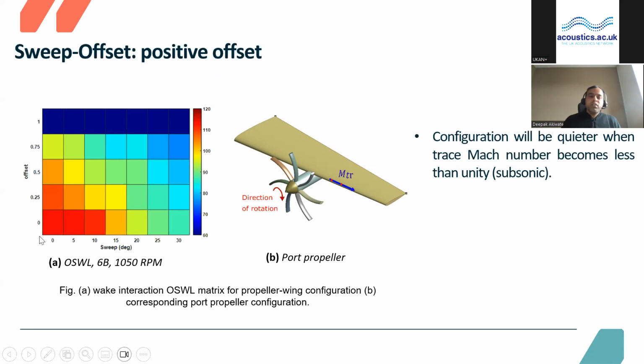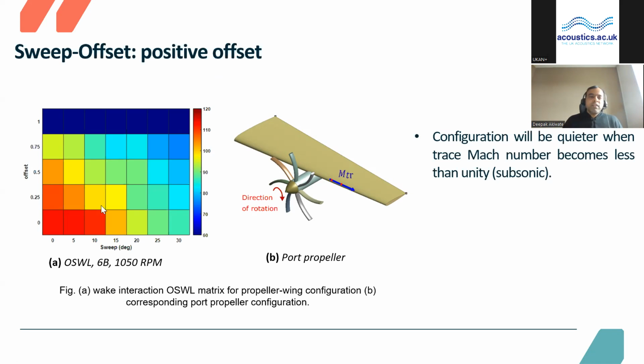0 represents exactly the simplified case where the propeller and the wing have no offset. But an offset of 1 means the wake of the propeller is just missed by the wing. Okay, so again, we have plotted OSWL, an integrated number over the space as well as the frequency.